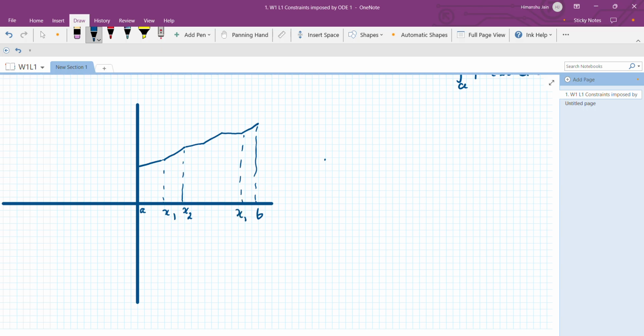Suppose this is xn, this is x3, in between there are many subintervals. So over the interval a to x1, the slope of the function is constant. Say the derivative is m1. In the interval x1 to x2, say it is m2, here it is m3, and here say it is mn. So again we can apply the above result.